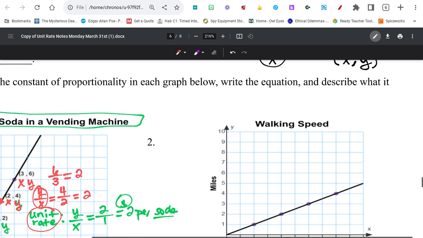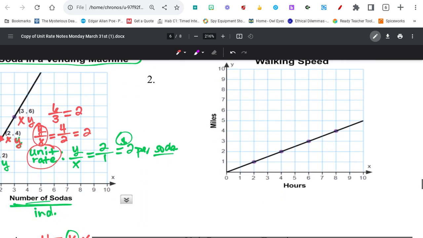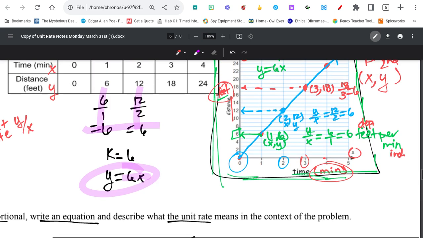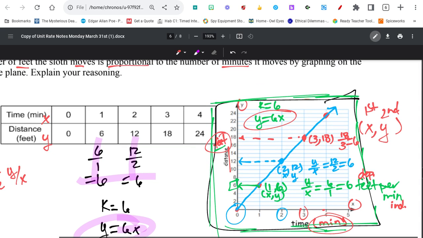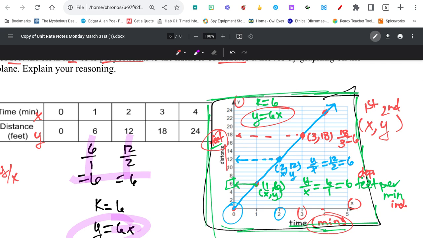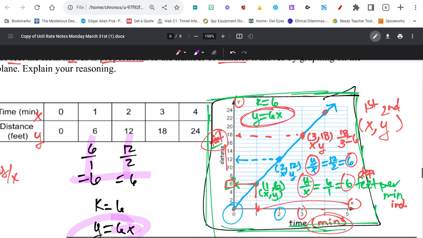All right, let me go back and write the equation. That's how you can get y equals 6x, because you can determine the unit rate from finding an x of 1 and looking at its corresponding y, or you can use any x and y and divide y by x to find it, okay? And write the equation. There's the equation for that one.